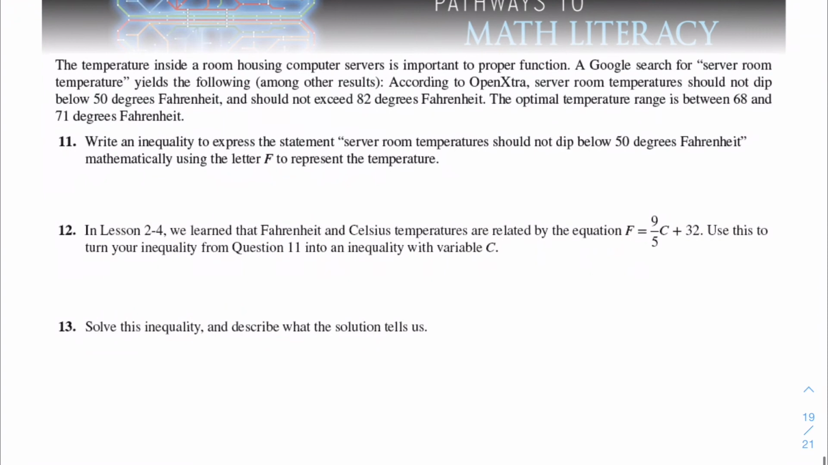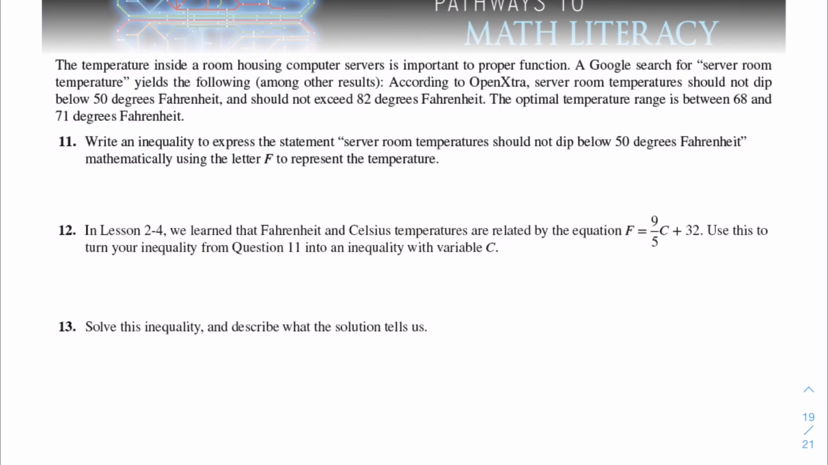So now we're going to take a turn and work back with our Fahrenheit conversions we did before. So the temperature inside a room housing servers is important to proper function. So what we need is that the temperature should have to stay in some type of range. It should not go below 50 degrees Fahrenheit, but it can't exceed 82 degrees. The optimal temperature range is going to be between 60 and 71. So as long as it's somewhere in between these quantities, we're going to be good.